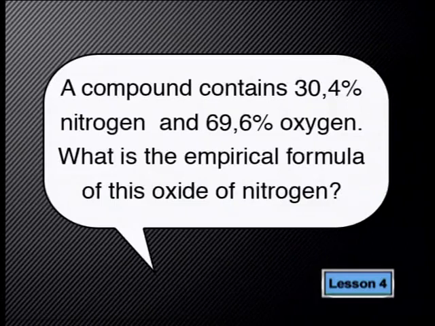Have a look at this question. A compound contains 30,4% nitrogen and 69,6% oxygen. What is the empirical formula of this oxide of nitrogen? Let's work through this problem together. Remember that if you say that a compound contains 30,4% of nitrogen, it means that in a 100-gram sample of this compound, there will be 30,4 grams of nitrogen.